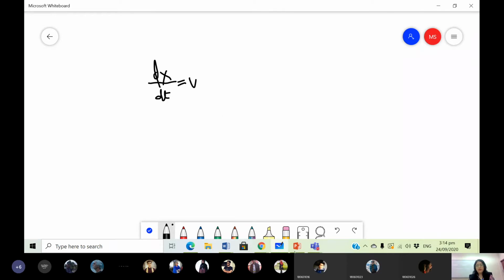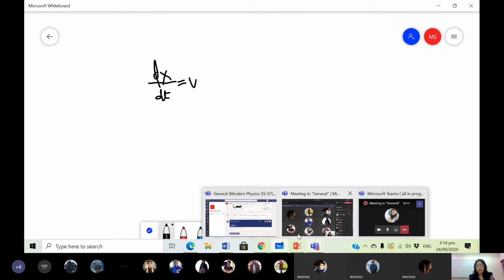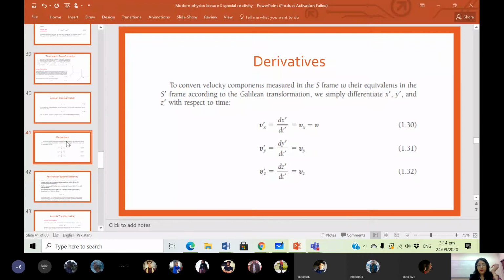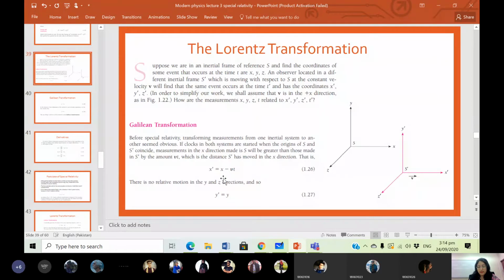Now remember I told you before about Galilean addition of velocity. I'm going to bring that again soon. But before that, let's start by taking the derivative of x dash, y dash, and z dash with respect to time. So let's see. If you take the derivative of this with respect to time, what will you get? dx dash by dt dash. We're taking the derivative of x dash with respect to t dash.